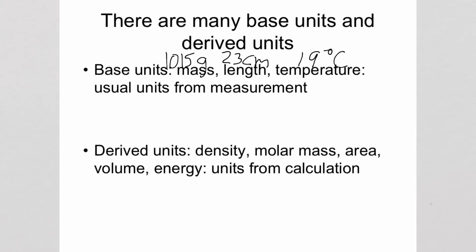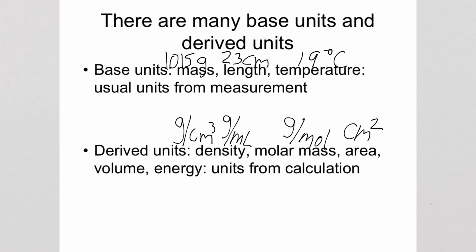So you'll be used to these in the idea that we'll be measuring these in labs and other activities. However, derived units we usually calculate. So something like grams per centimeter cubed or grams per milliliter. Molar mass we'll actually read and calculate off our periodic table. That's grams per mole. Area would be something like centimeters squared. Volume can be centimeters cubed, can be milliliters, could be liters. Energy could be things like joules and kilojoules.